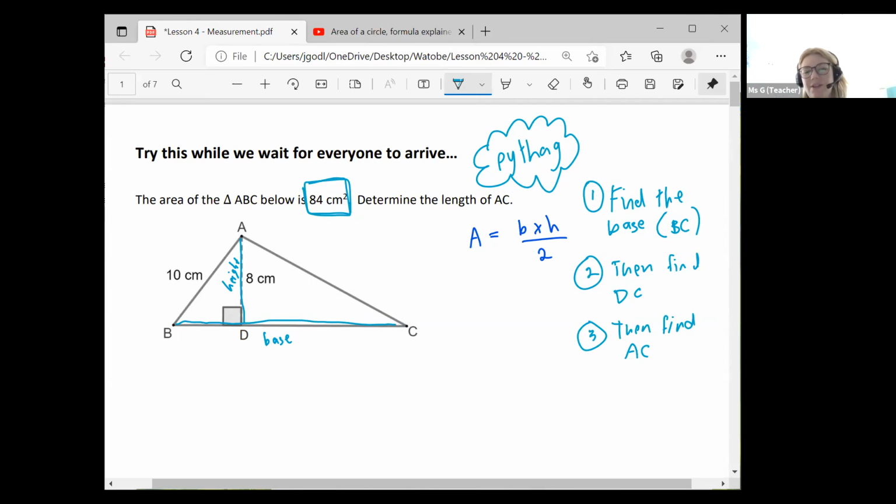I've written three steps to try and help you break it down a little bit if you're struggling. Our first step is to find the base, which is BC. Then our second step would be to find the length of DC. And then our third step would be to find what we're actually looking for, which is AC.